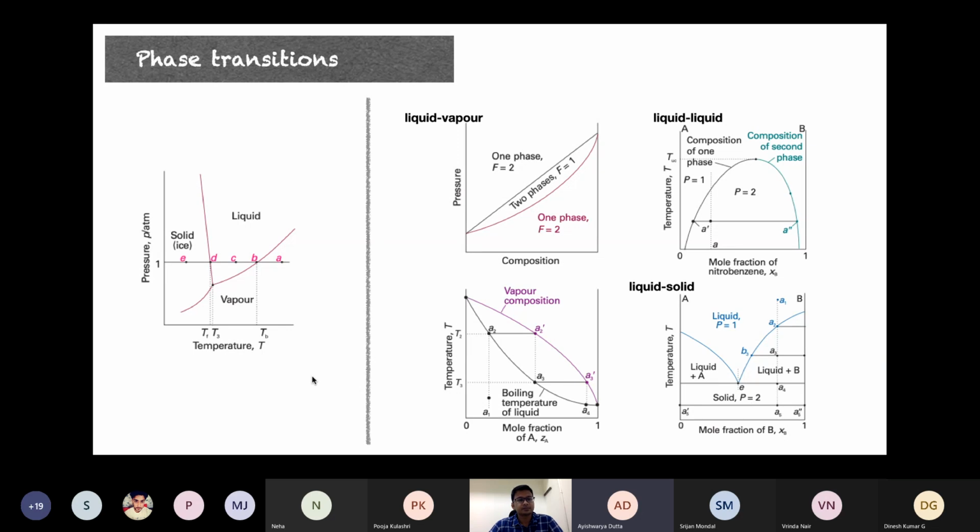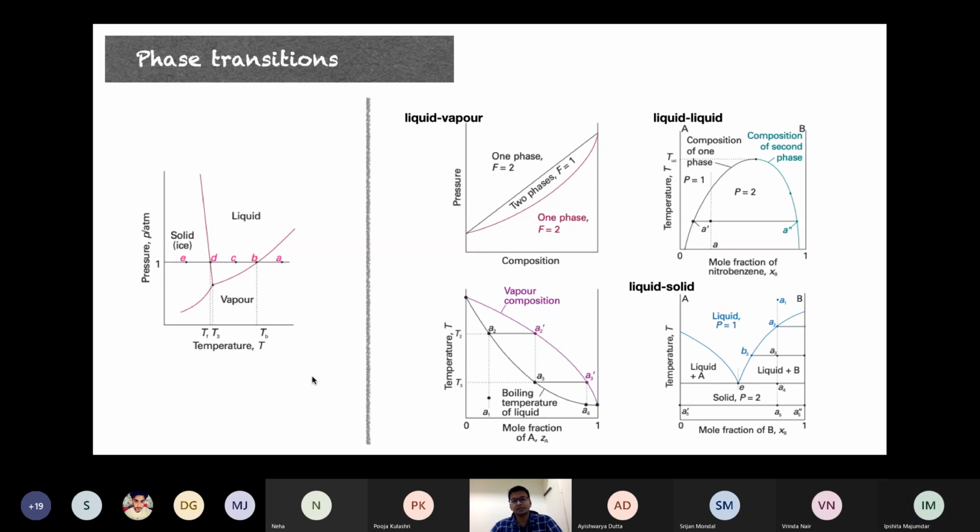Okay, that's right. Usually it should be the other way around, right? For water, it has a negative slope. And now my question is why? Sir, because the volume of ice is greater than the volume of water. Yes, the volume of ice is greater.